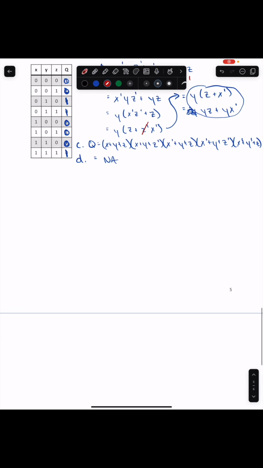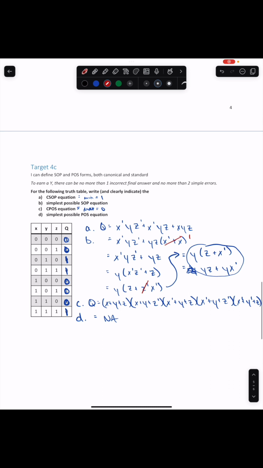Let's scroll down here to this last problem, which was quite the doozy. I wrote some reminders here for myself because it's hard to memorize these. SOP, CSOP, it has minterms, and the XYZ values equal 1, and we are looking for 1s in the truth table answer column. And then CPOS and POS are max terms, and we look for 0s. So let's do problem A here, which is the CSOP.